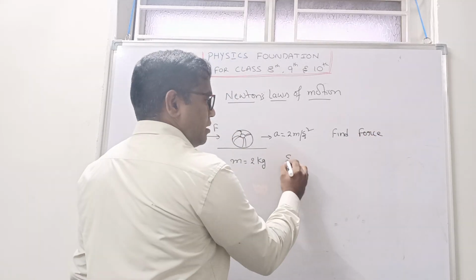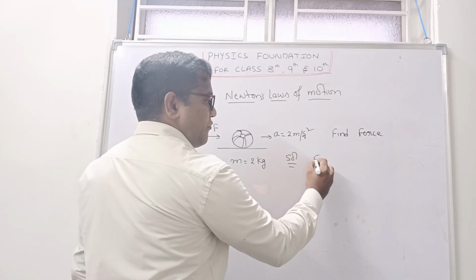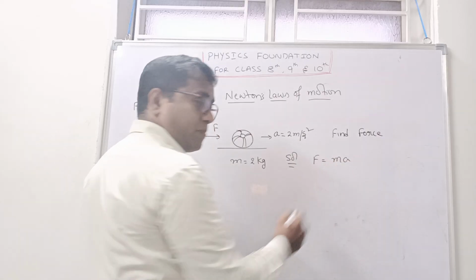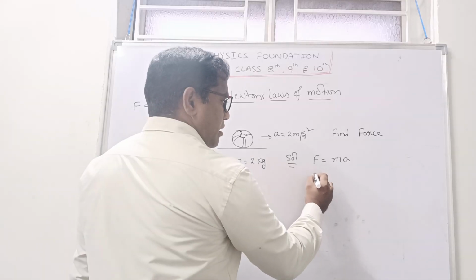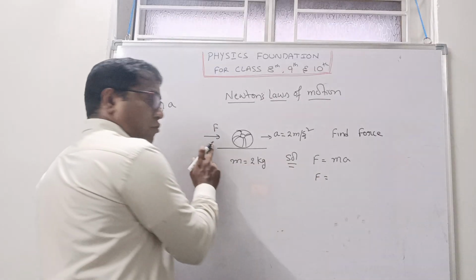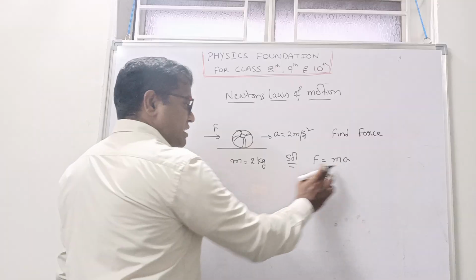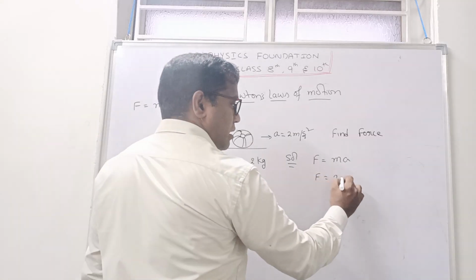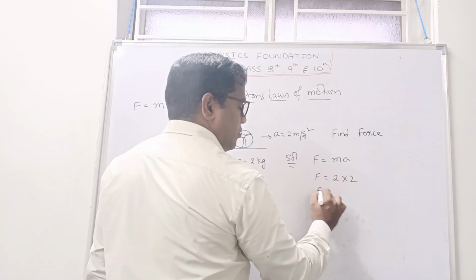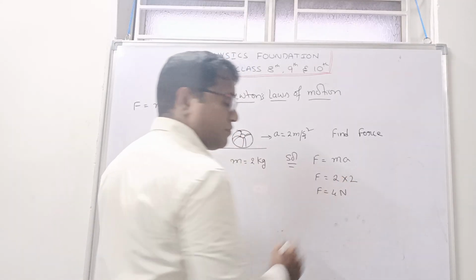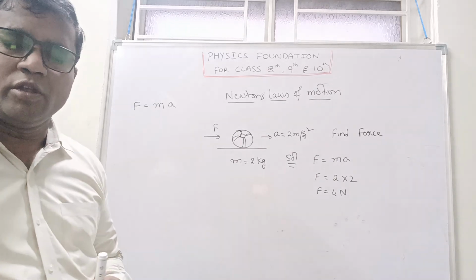So we know that F is equal to ma. So we can write force, we don't know. Force we have to calculate. Mass is given. How much is it? 2 kg. And acceleration is already given. It is 2. So F is equal to 4 Newton.